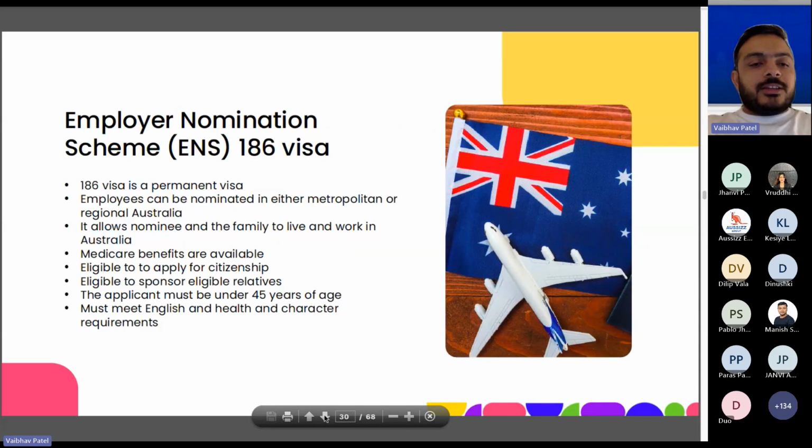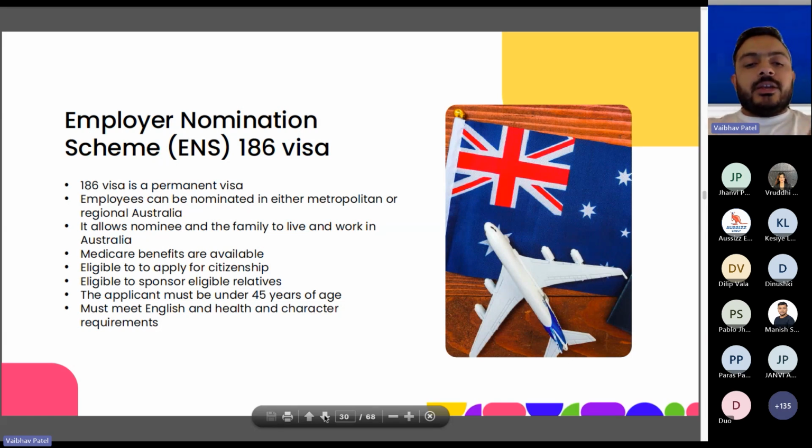Subclass 186, as I said, is a permanent visa. It can allow you to sponsor an employee anywhere in Australia. It doesn't have to be in regional area or any particular area. Same as subclass 482, it is available Australia-wide. It allows you to bring your family as well on a permanent basis along with you. You can get Medicare, and you can apply for citizenship after you qualify for it.